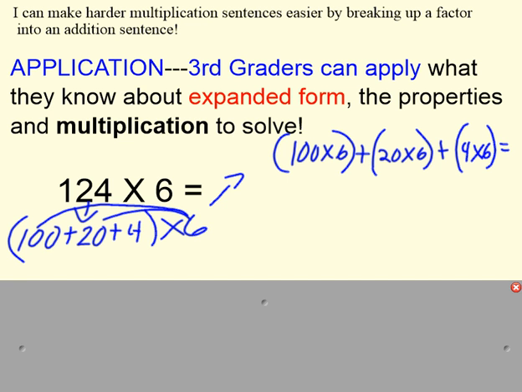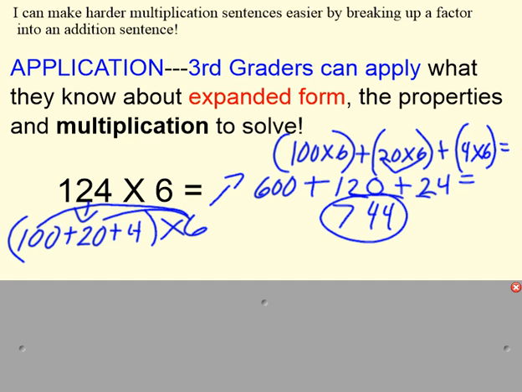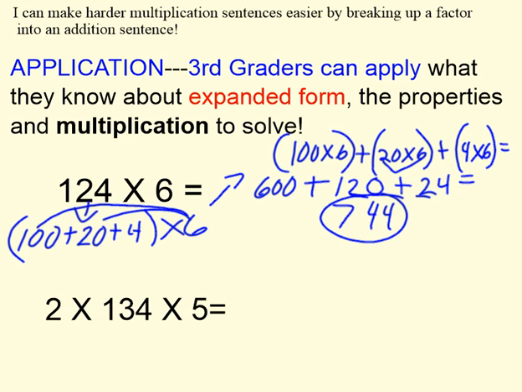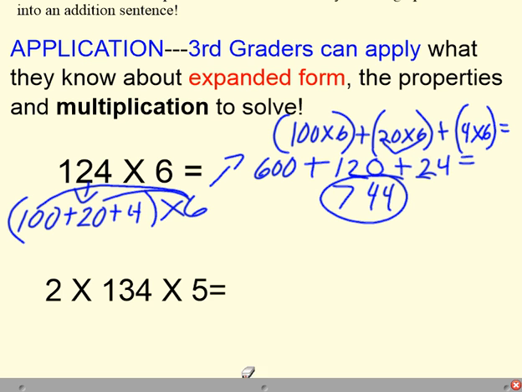And so 100 times 6, 6 hundreds, that's easy, that's 600. And then we have 20 times 6, and we're going to apply what we've learned about multiples of 10. 2 times 6 is 12. So 20 times 6 is 120. And then 4 times 6 is 24. Then we know how to decompose numbers, take them apart. Now we're going to put them back together. 600 plus 120 is 720, plus 24 is 744. 744 is our product.